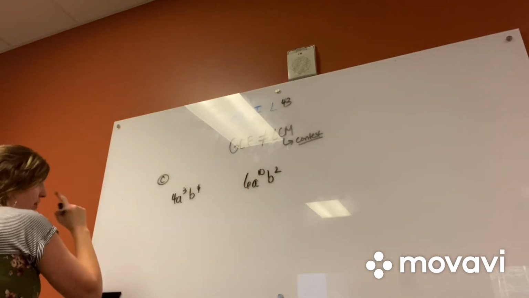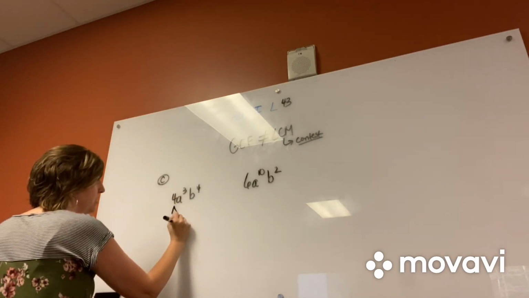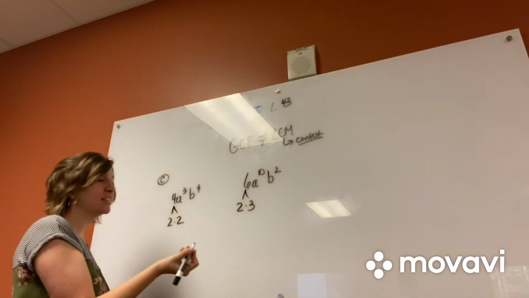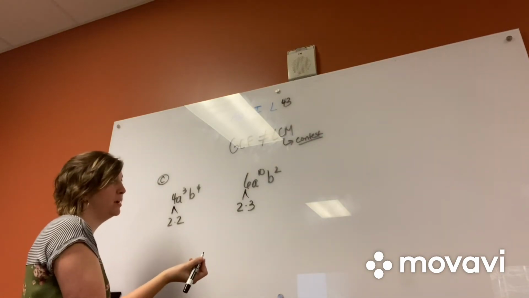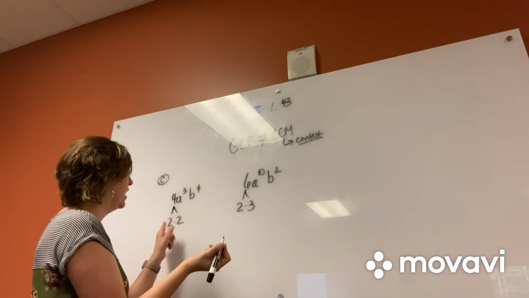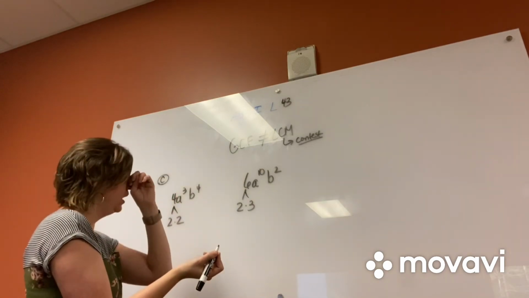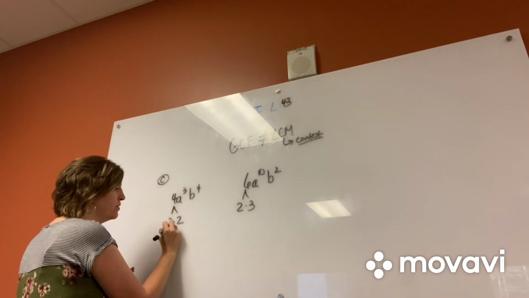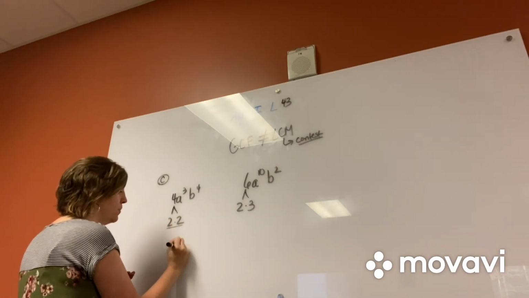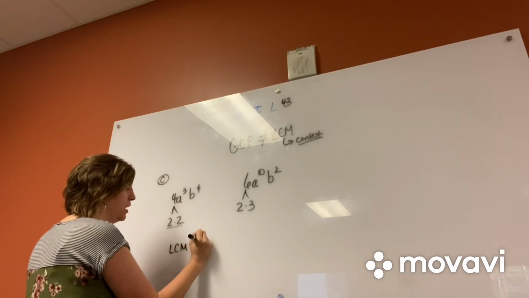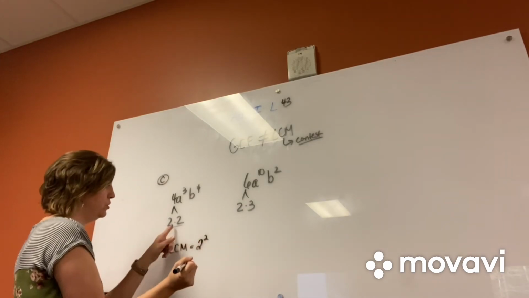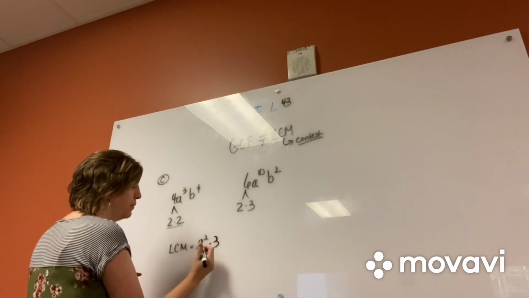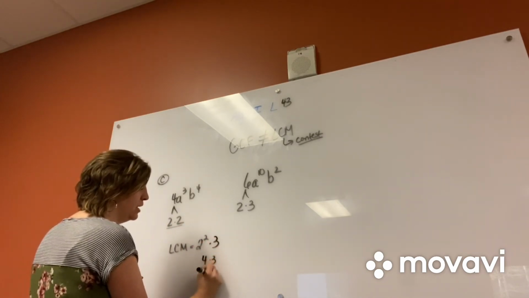So let's take a look at that. So 4 is just 2 times 2. 6 is 2 times 3. So I've got to use every single factor the greatest number of times it appears. Now GCF, the only thing it has in common is a 2, right? But we're not doing GCF, we're doing LCM. So the greatest number of times that 2 appears is 2. So my LCM would be 2 squared, or 2 times 2, because there were 2 of them. And then there's 1 3. So that would end up being 4 times 3 is 12.